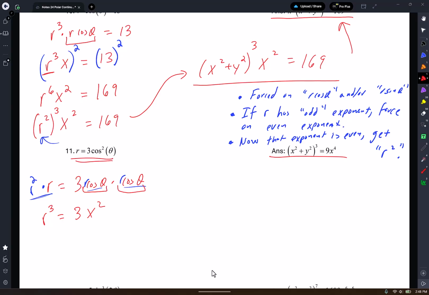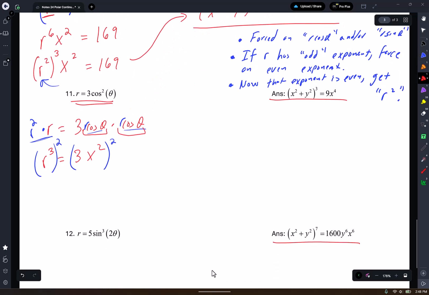Now my second bullet, okay, I'll wait. If r has odd exponent, force an even exponent. Does my r have an odd or an even exponent? Odd. So I'm going to force it to be an even by raising it to what power? 2. Whatever you do to one side, you do to the other. So here it is. R cubed raised to the second power is r to the 6 equals, what's 3 times 3? 9x to the 4th. Good job. That's what I have on the right hand side of where it says answer. Are we still okay? All right.